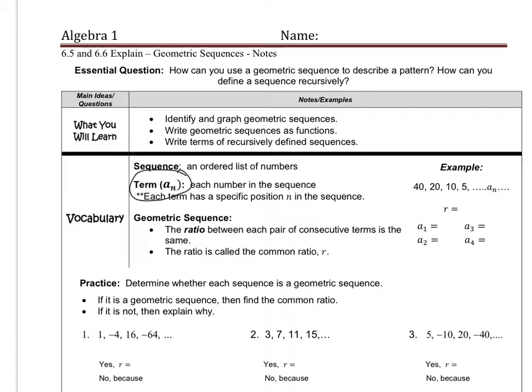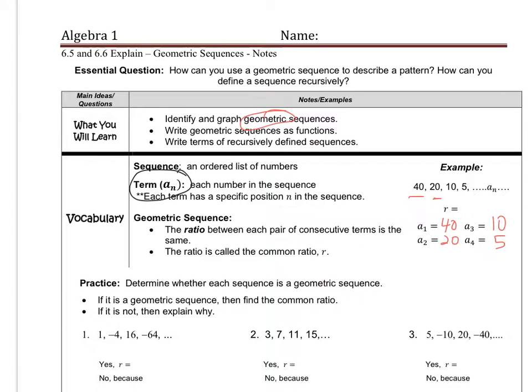So if we look at this example, our first term, that would be A sub 1, is going to be 40. That's our first term. Our second term, A sub 2, is 20. Our third term and our fourth term. So it's simple once you understand that the sub 1 is just what number in the list it is. And then the other thing is we're talking about a geometric sequence.